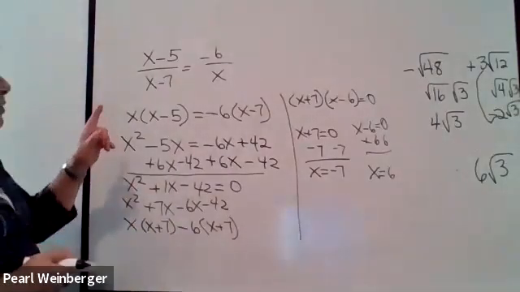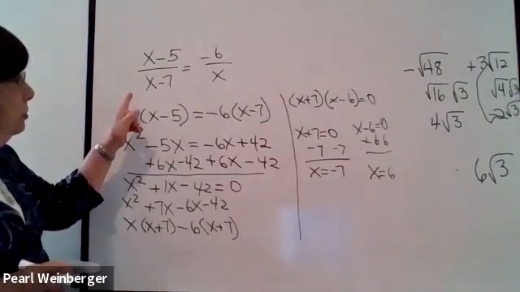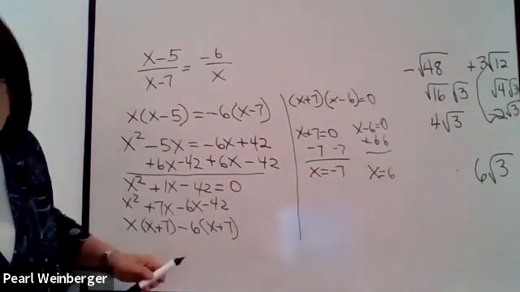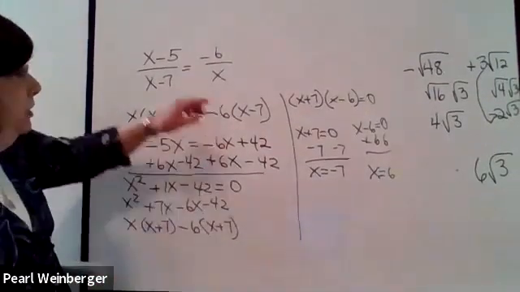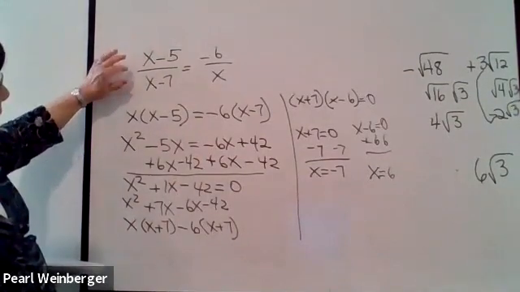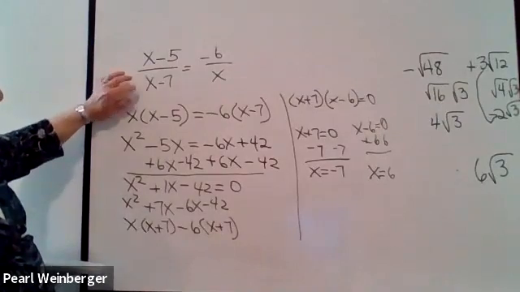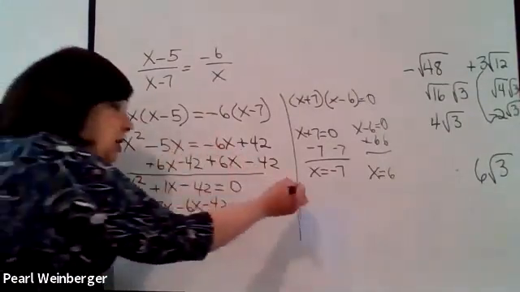And the only thing I really have to do is to make sure that neither of these answers is an extraneous root. Remember, we have to check in our original equation to see that neither of these answers makes a denominator equal to 0. Now, I don't have time to do a whole check, so I'm just checking the denominators.